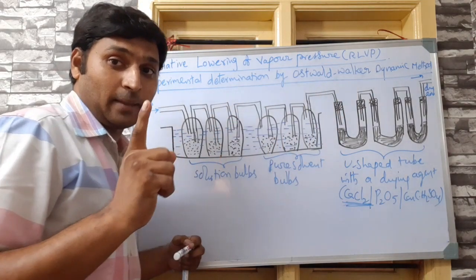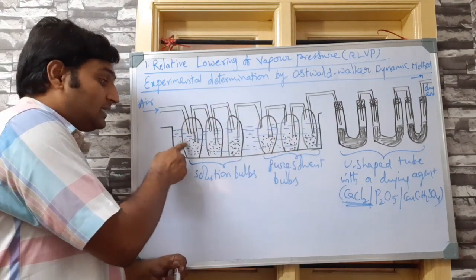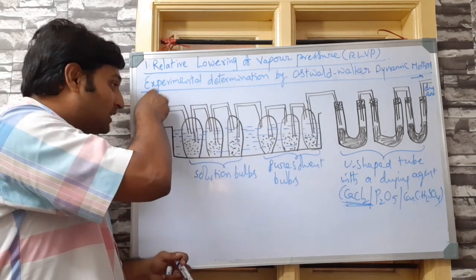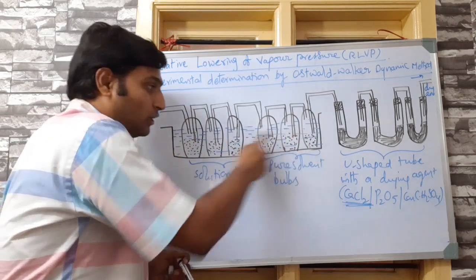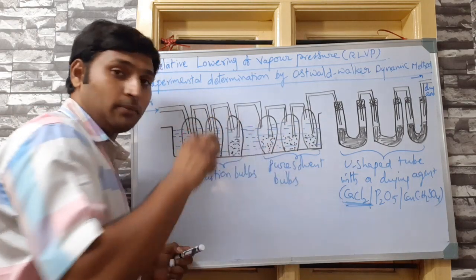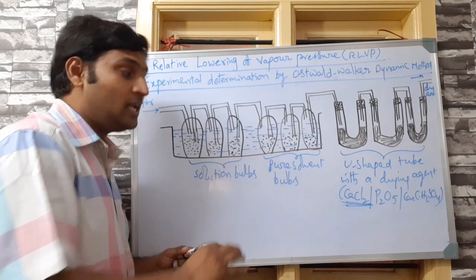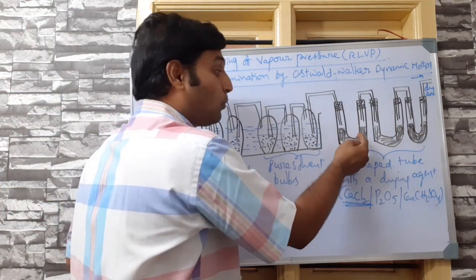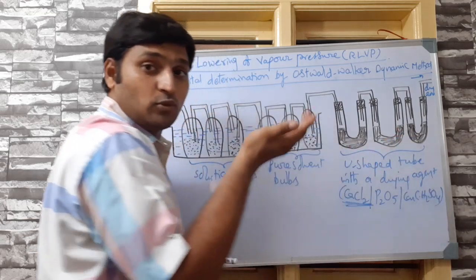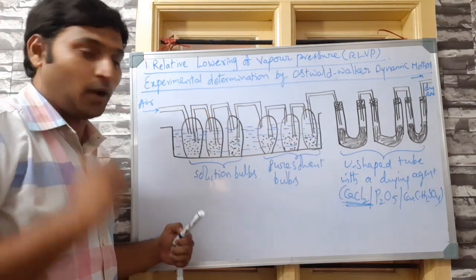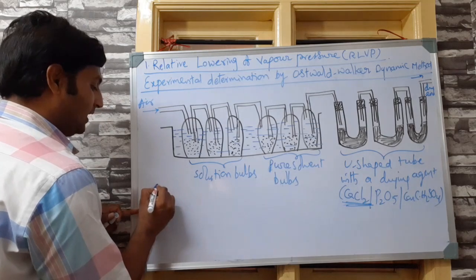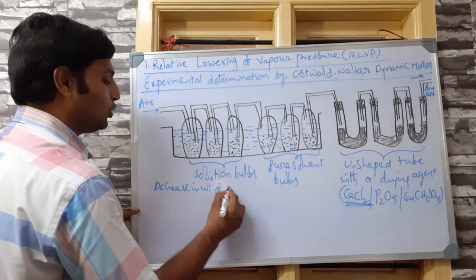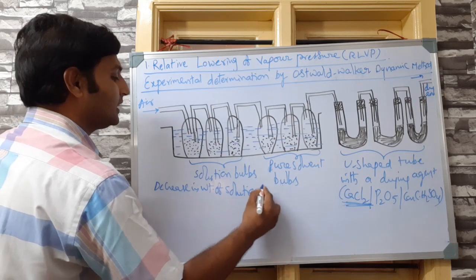Because of which, now what is happening? Because this liquid is converted into vapors and those vapors are absorbed by air, the weight of the solution and solvent bulbs would have reduced. Because all those vapors are absorbed here, the weight of calcium chloride tubes will be increased.